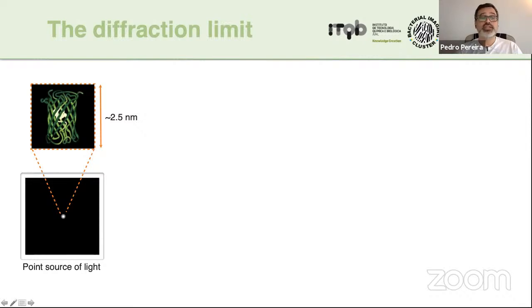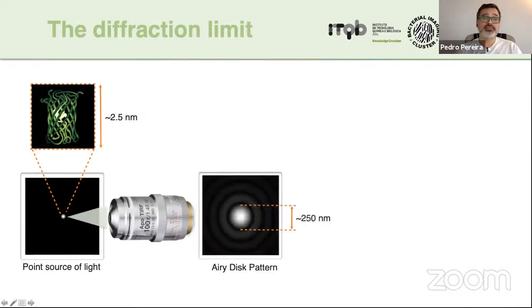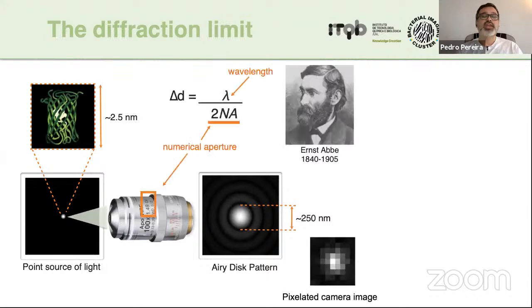However, in order to see this GFP, you need an objective, which means that it will interact with the components of the objective, and it will come out on the other side as this Airy disk pattern, this diffraction-limited spot, which is roughly 250 nanometers. And you heard about how we defined resolution. I'm not going to delve into this, but you know that it's the numerical aperture and the wavelengths that are relevant. And you usually don't see this in your camera. You see this. That's due to the pixelated view of your PSF that you have in a microscope.